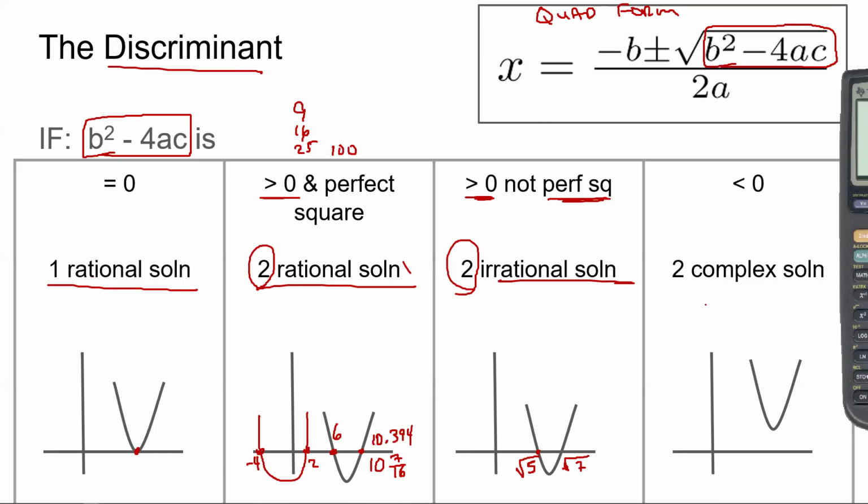Okay. There's one other possibility. If the parabola is like this and it doesn't come down and touch it at all, I think we've already said that. There are 0 real number solutions. Okay. But there are still two solutions. They're just called complex numbers. Okay. And that's a different kind of number that we haven't really talked about, but need to at some point. Maybe not today. All right.